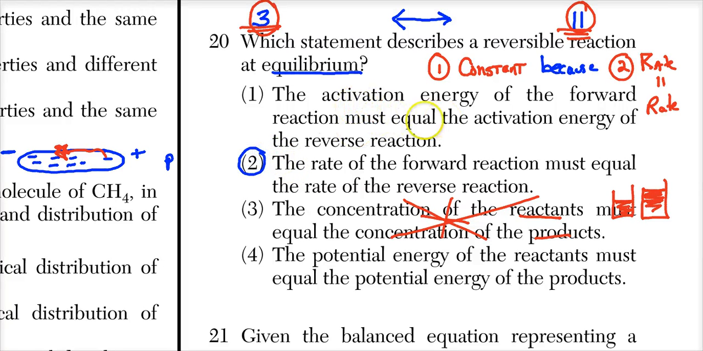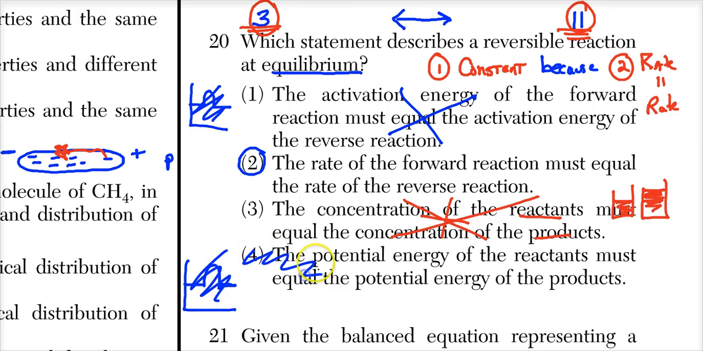The activation energy of the forward cannot equal the activation energy of the reverse. If that was the case, it wouldn't be a chemical reaction. You would have a potential energy curve which doesn't exist. And the potential energy of the reactants must be equal to the potential energy of the products. Again, that would be a scenario where you've got a potential energy curve that looks like this, being equal on both sides, and that wouldn't be a chemical reaction as well. So silly choices here. Number 2 is the answer, but don't forget, they love to talk about the idea that the amount of reactants and products never equal, but stay constant because the rate of the forward equals the rate of the reverse. Very important one. This pops up a lot. 20 is 2.